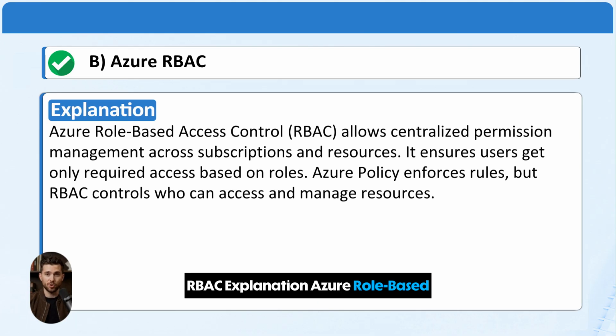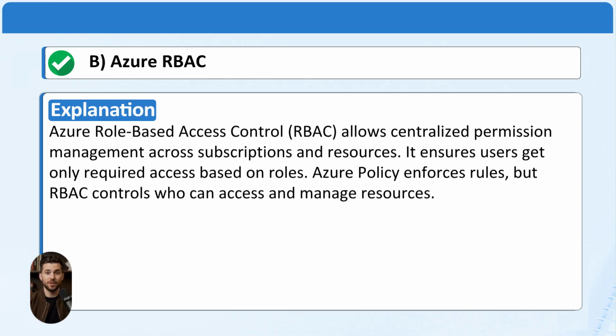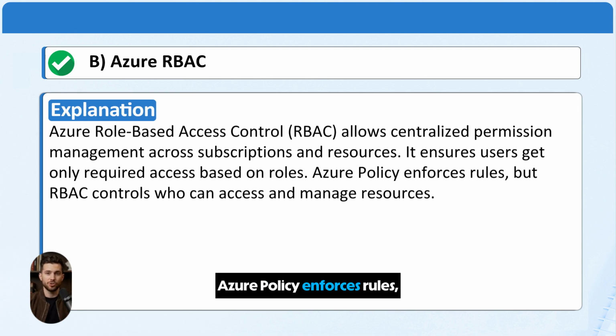Explanation: Azure Role-Based Access Control (RBAC) allows centralized permission management across subscriptions and resources. It ensures users get only required access based on roles. Azure Policy enforces rules, but RBAC controls who can access and manage resources.